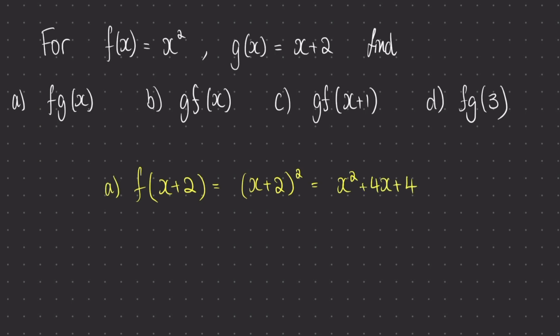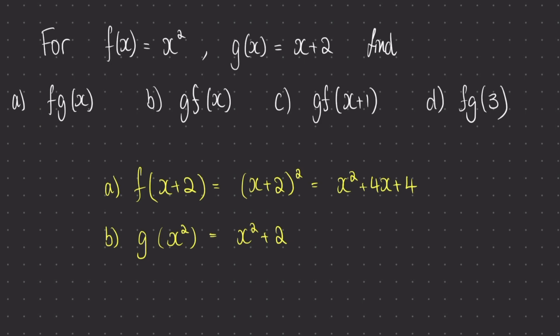Now let's take a look at part B. Here we apply f to x first, so we're squaring the x to get x squared, and then we're placing that inside of the function g. So wherever I used to have an x on the right-hand side of g, it's now being replaced with x squared. So we've got x squared plus 2, and that's my final answer for B.